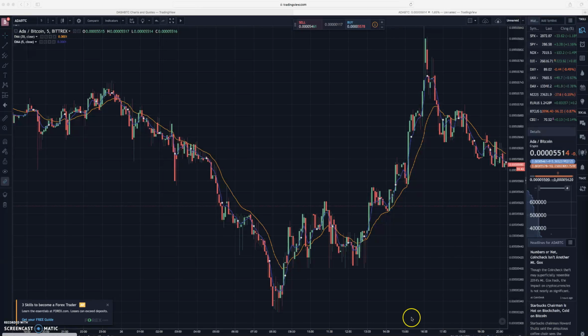So basically what we have here on screen is Cardano. We're looking at the ADA to BTC chart. And we have two EMA spreads on screen. So this orange one is clearly more of a trend line. It's just very slowly tracking the overall market price action. And then your blue line is a much quicker and more volatile sort of EMA spread, if you will, right?